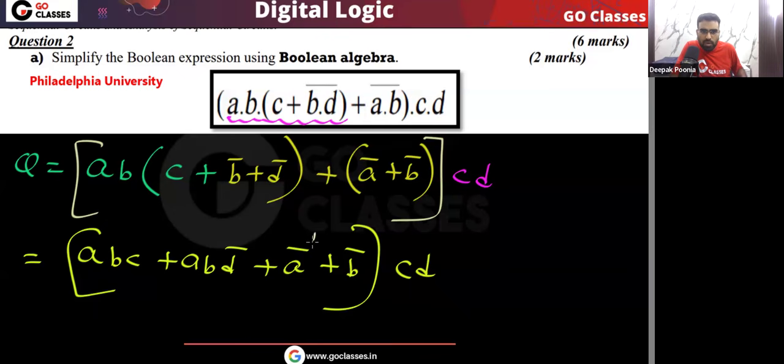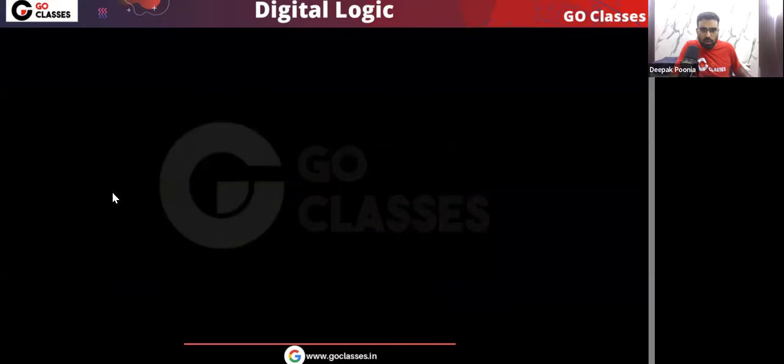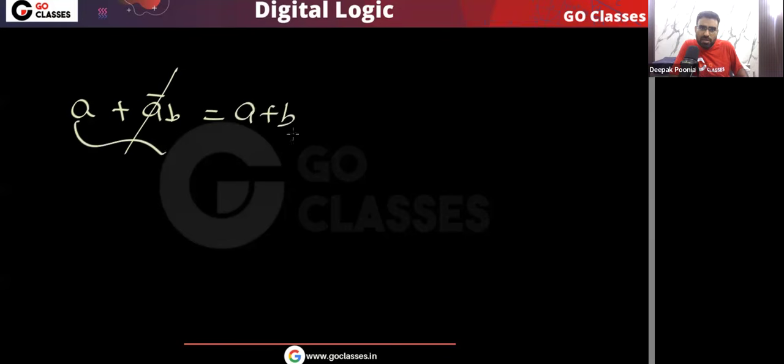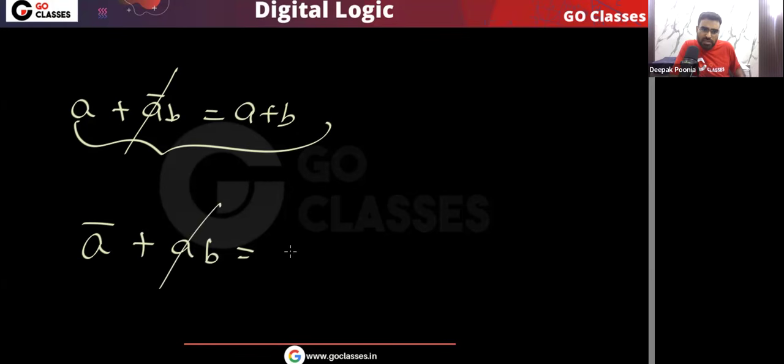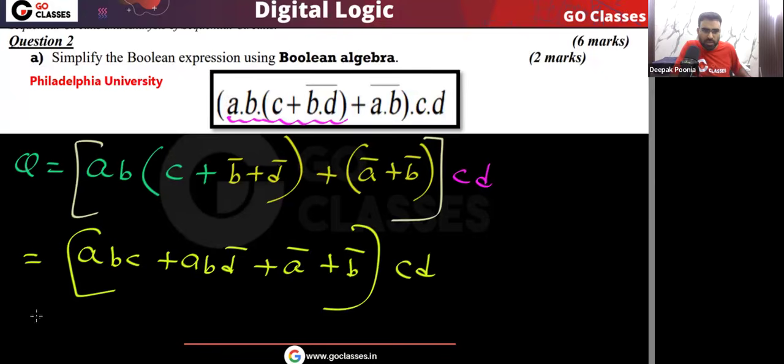Because here we have A bar, I can remove this A bar. If you remember, I told you this property: if you have A or A bar B, then you can remove this A bar and it will be A or B. The same thing, if I have A bar or AB, then I can remove this A and write it as A bar or B. So this is what we can do here.